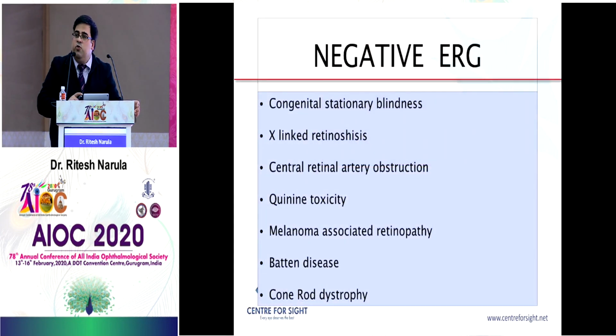So CRAO you can differentiate from an ophthalmic artery occlusion. If you have an ophthalmic artery occlusion, your choroidal supply is also gone, your photoreceptors are also gone, so you will have a flat ERG, while in a CRAO you will have an electronegative ERG.